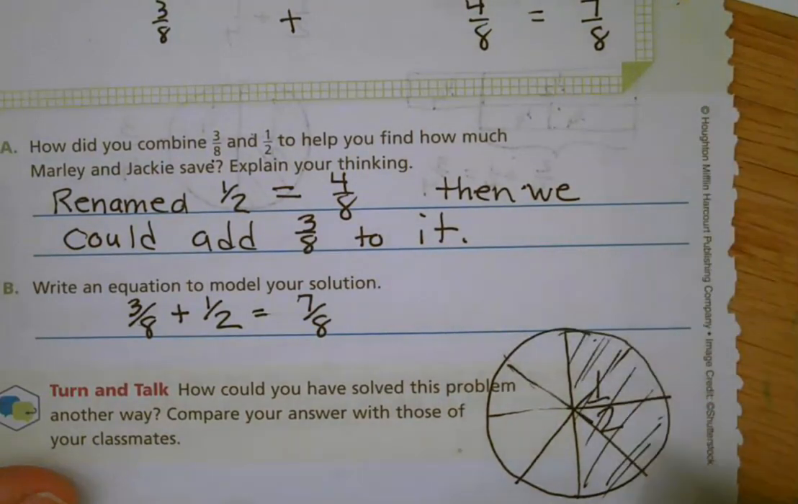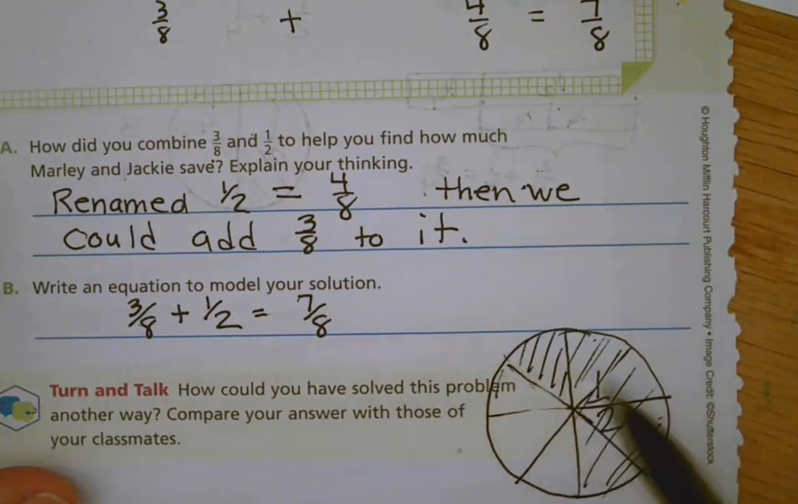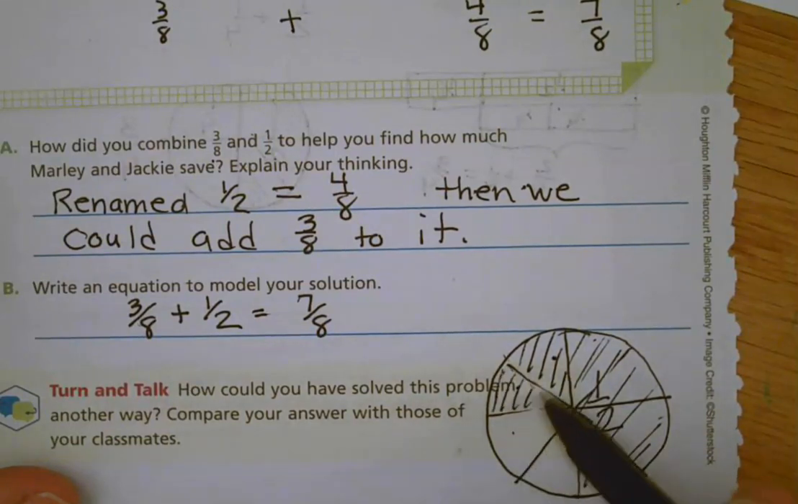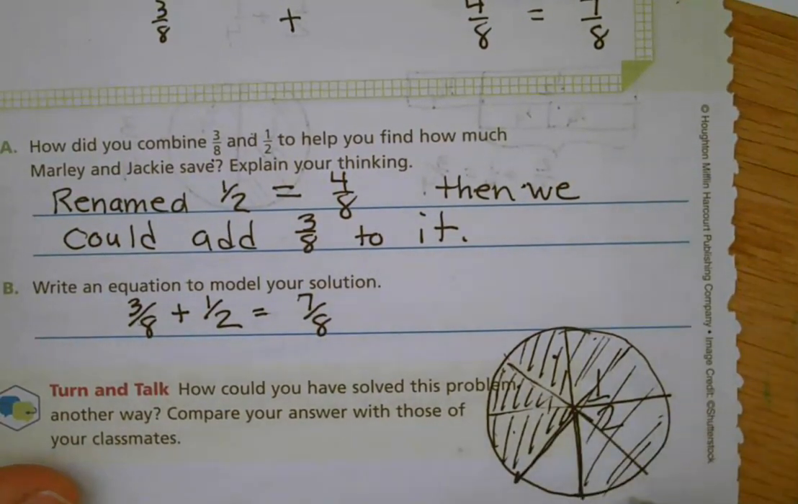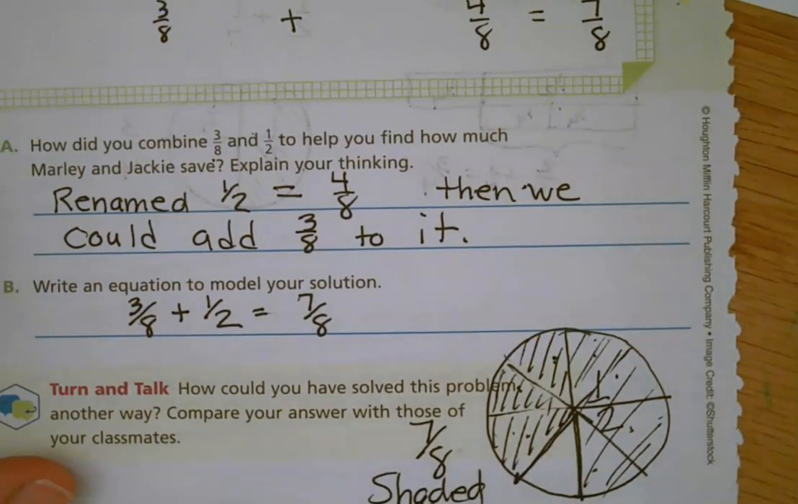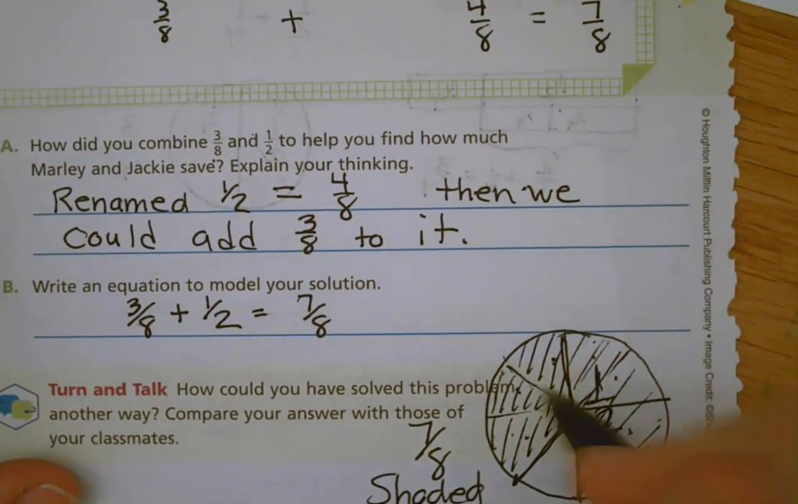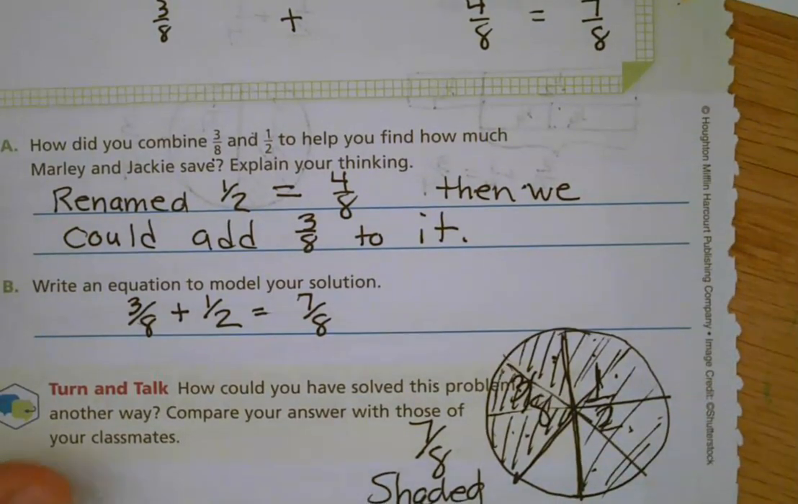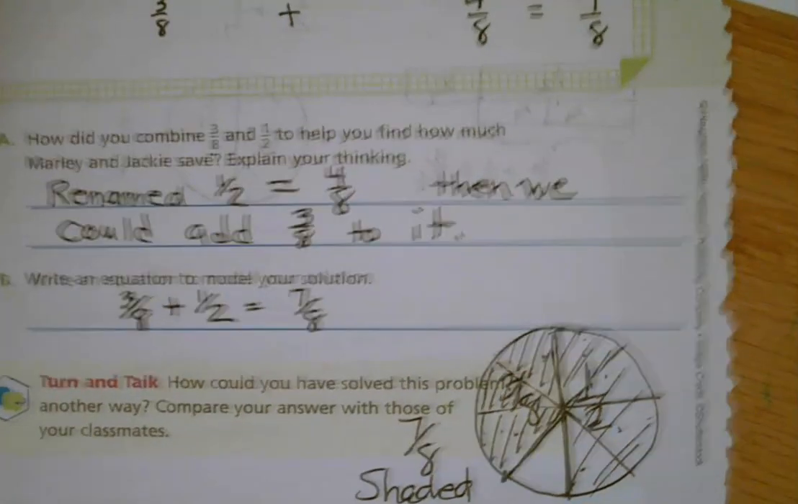All right, I still have my 1/2 shaded over here, but now you can see it's 4/8. Then I'm going to shade in 3/8 more, 1/8, that's 1, 2, 3/8. All right, now if I count up the whole thing, I can see that 7/8 is shaded. And that shows me the same thing. My 1/2 over here plus my 3/8 over here gives me 7/8. All right, let's go to the next page.